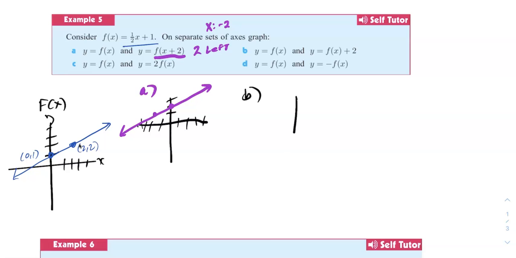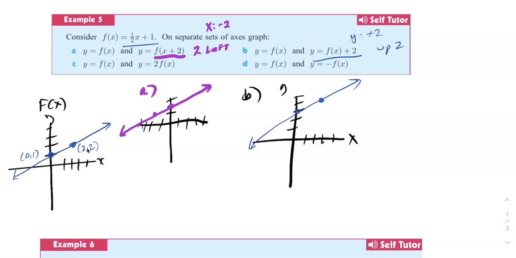B. Alright, look at this one. So what's happening there? It's on the outside. Outside y follow. So on our y, we're going to go plus 2. We're just going to think we move up 2. So again, you can get all your points and move it up 2. Or just add 2 to your y. So it becomes 0, 3 and 2, 4. So that's B.